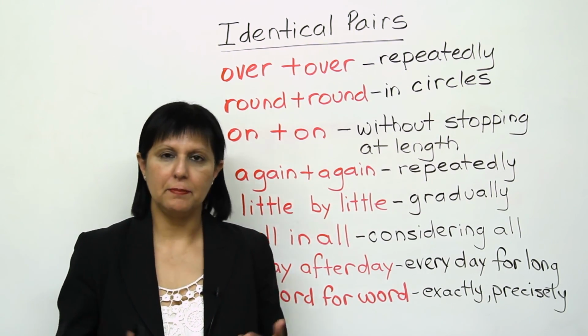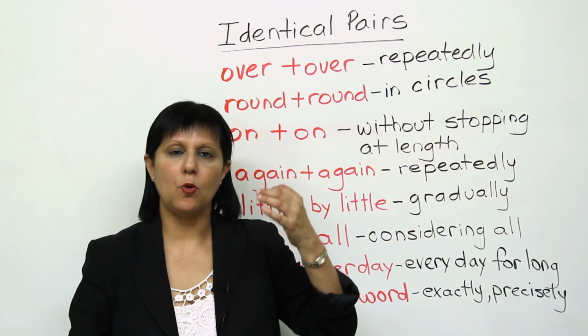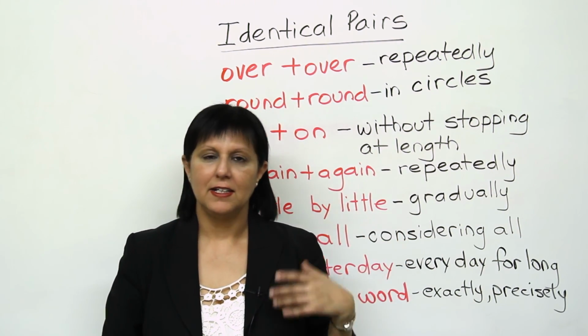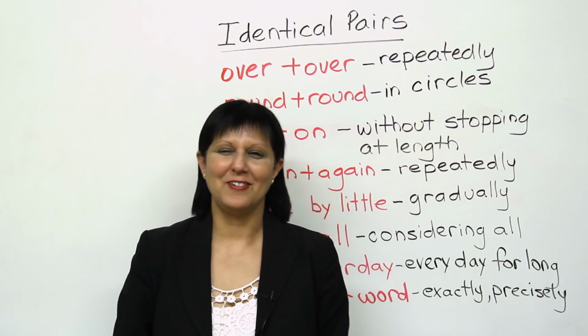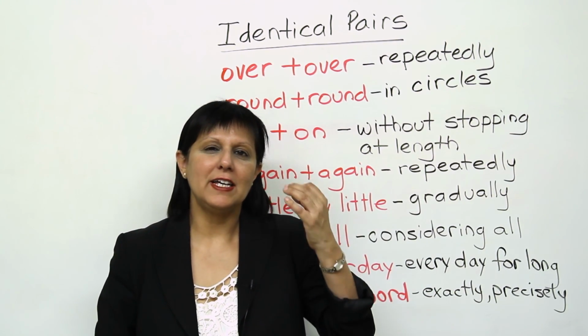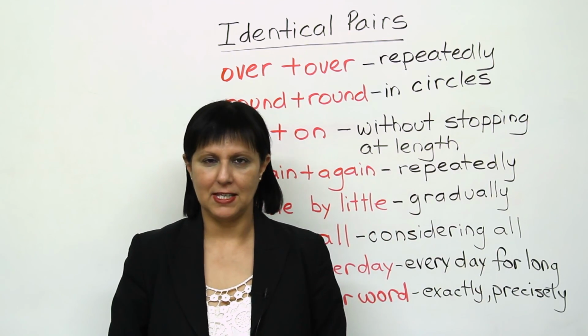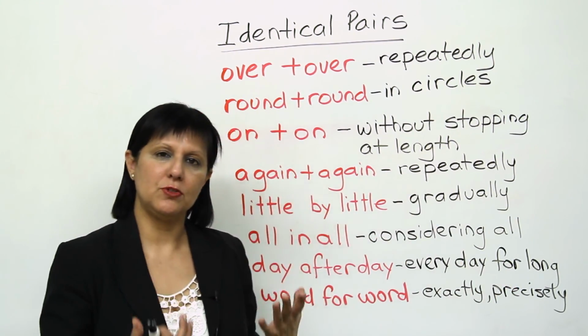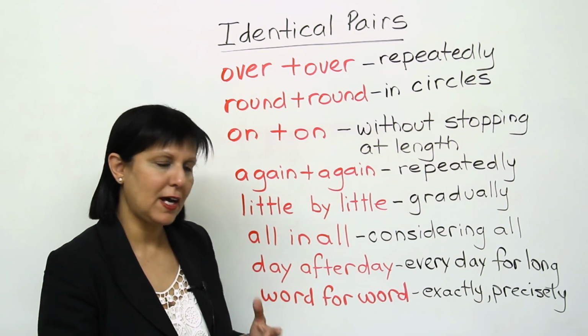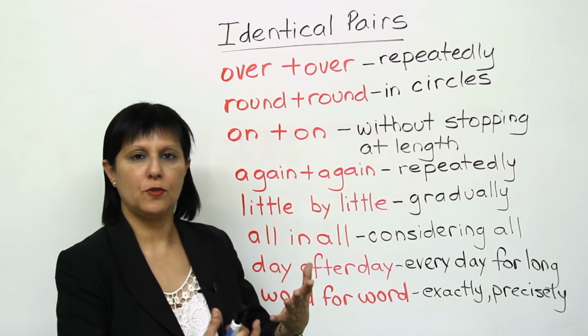Okay? Next one, word for word. Word for word means exactly or precisely. Can you tell me word for word what she said? Okay? So you want to know exactly what somebody said or precisely what somebody said. So when we use this expression, when we want to do that, we can say word for word.